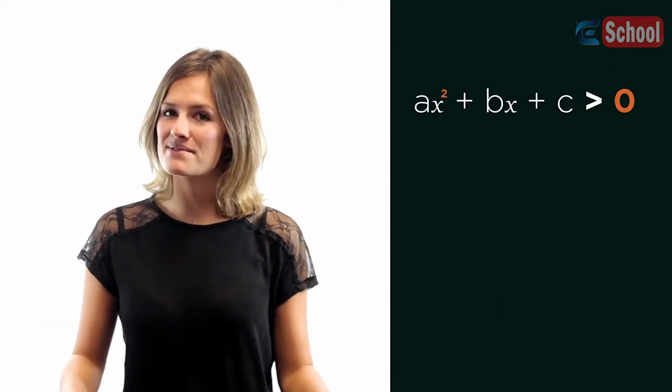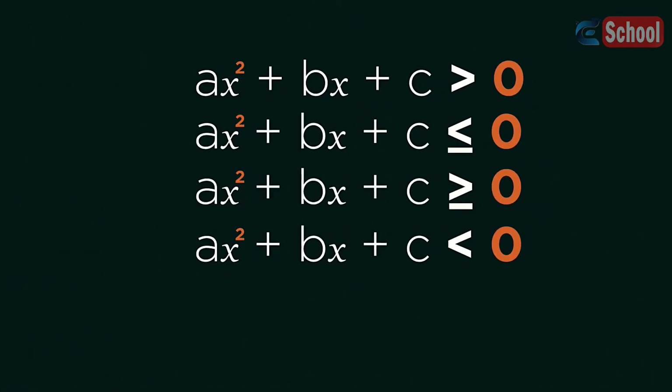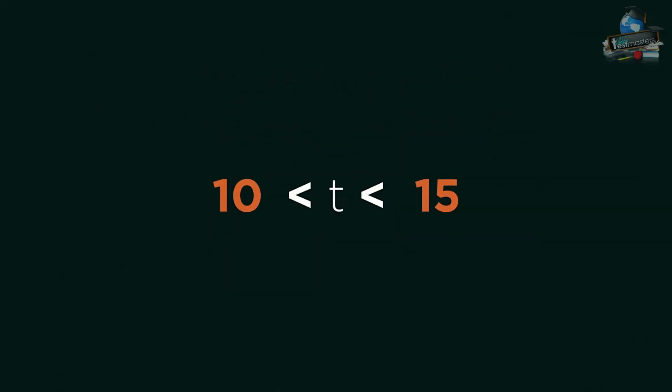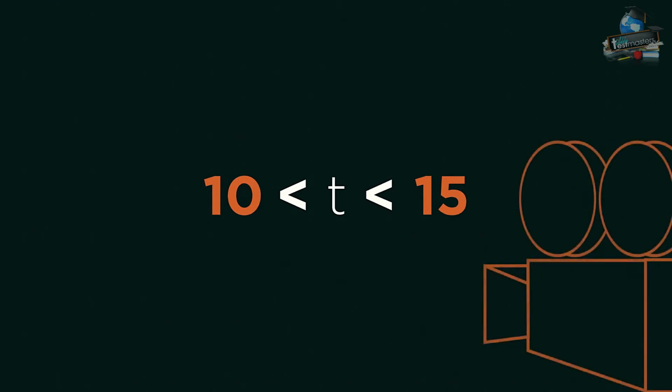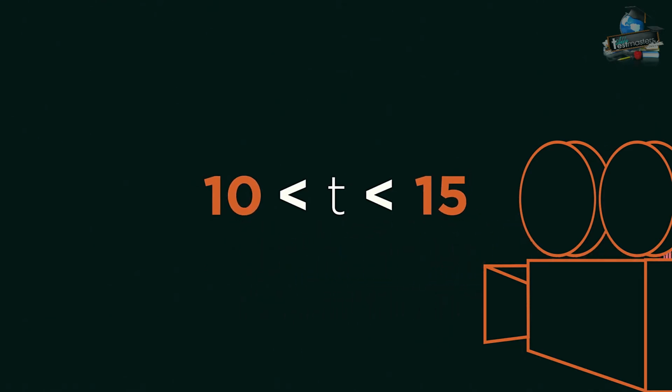You probably already know that quadratic equations look like this, but we can also have quadratic inequalities. We use inequalities to show us a range of possible values, which actually have many real-life uses. For example, I might use them to work out that I need to film a race car between 10 and 15 seconds after the start of a race.